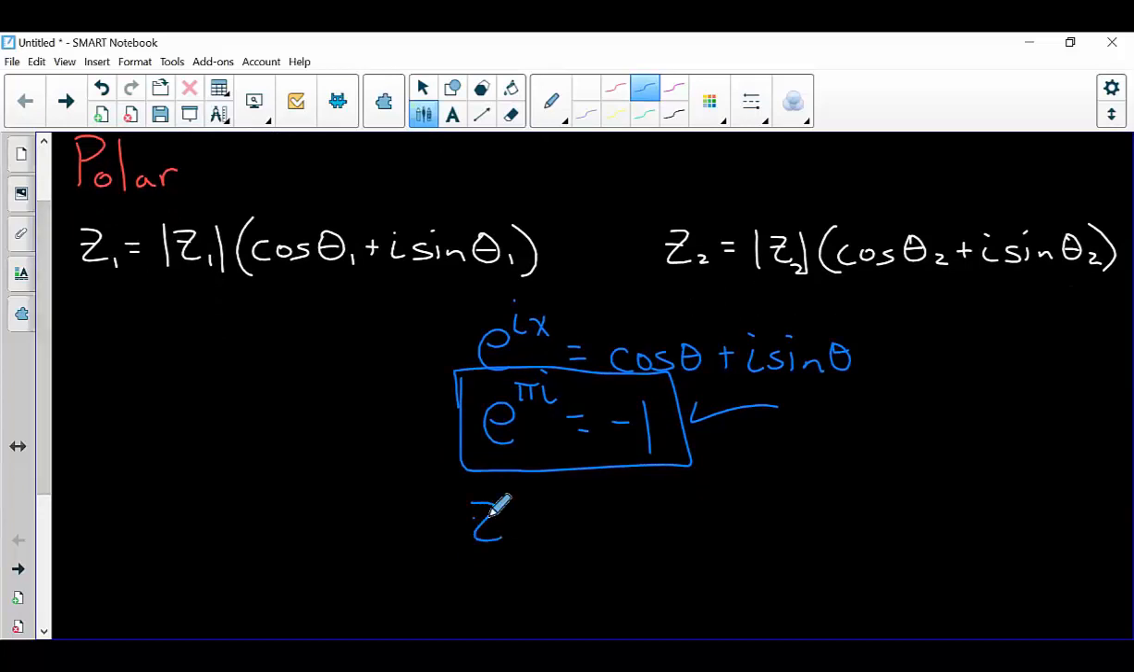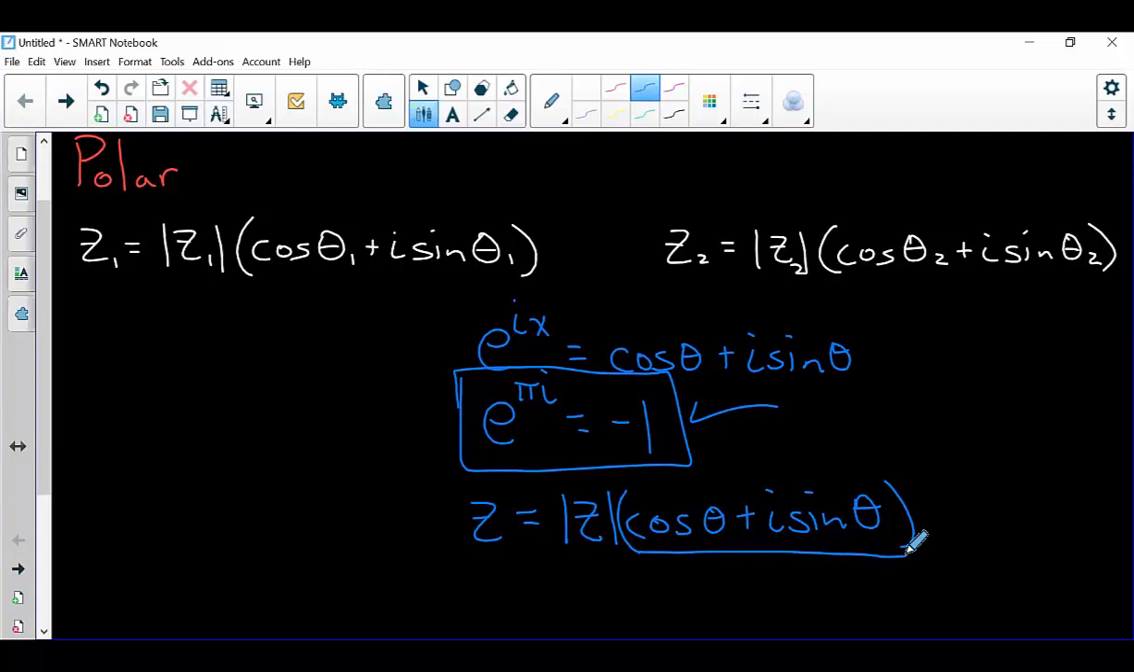You could say, if z is equal to the magnitude of z times cosine theta plus i sine theta, and if this right here is e to the i theta, then we could also write z as equal to the magnitude of z times e to the i theta. So this right here, that is the exponential form of the complex number.